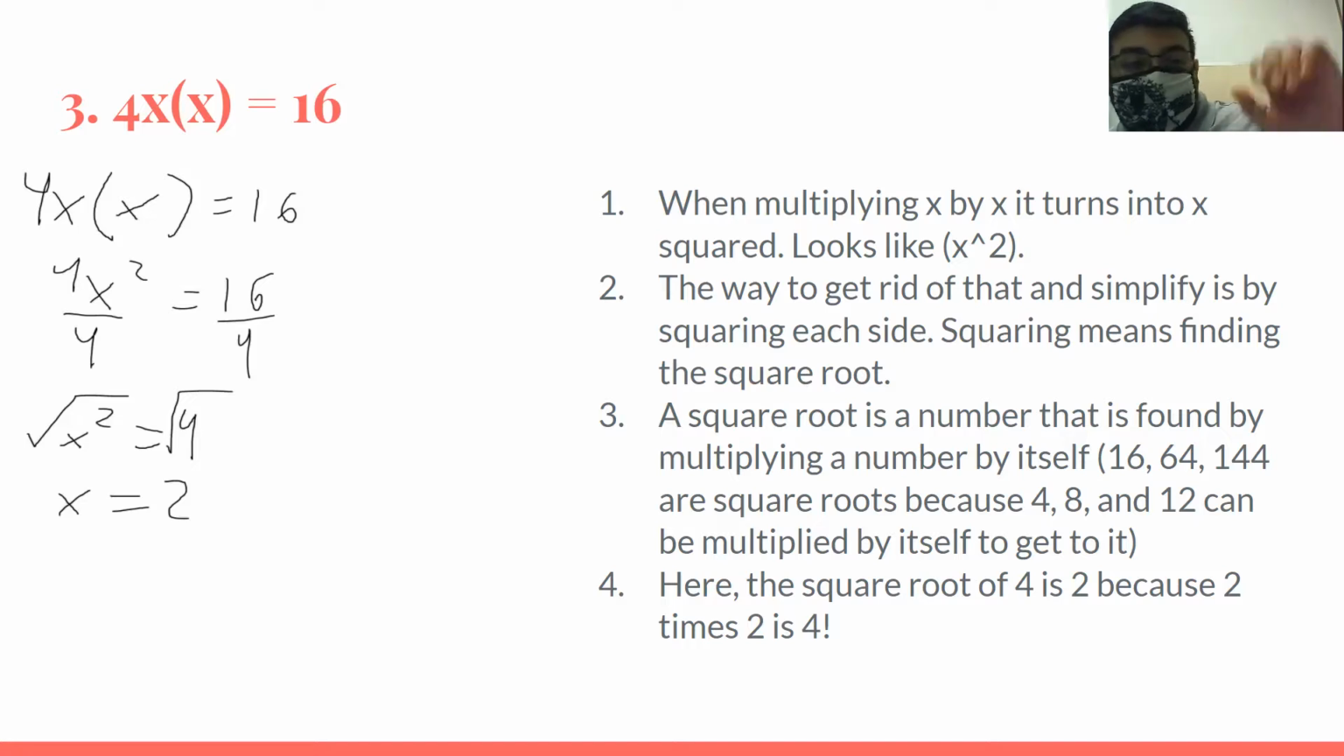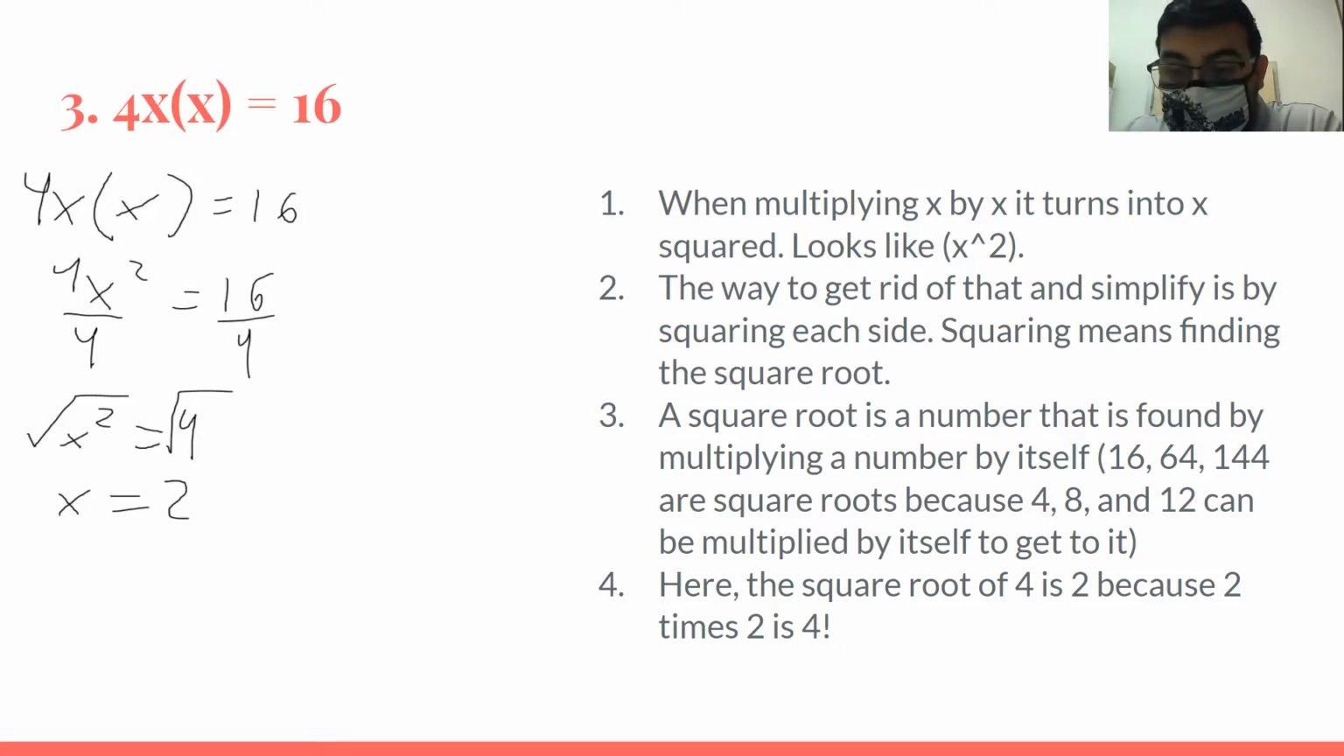So 4x times x turns into 4x squared and then equals 16. Divide by 4 on both sides. Now you get x squared equals 4. In order to get rid of the 2 or any of the powers, if it's x squared, you want to do the thing called the square root. If you have something like this, the opposite of that is square rooting it. And they just cross out, all right? So it just turns into x.